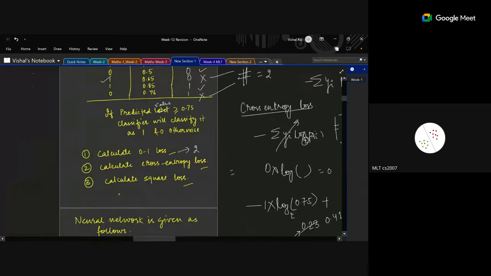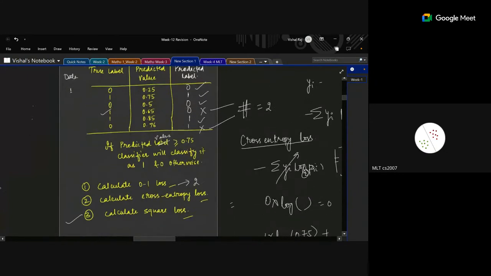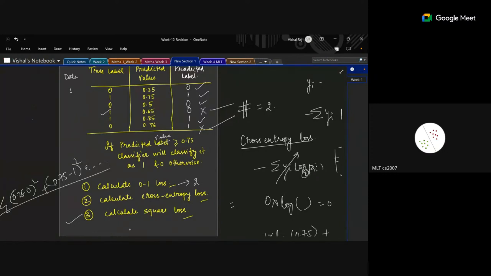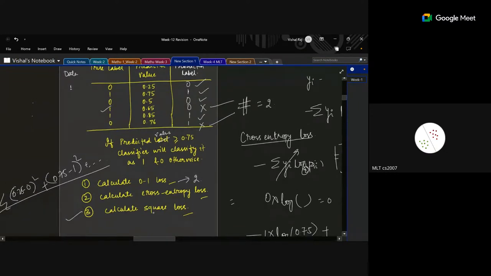So the third part you'll be able to solve, right? The third part is pretty simple. You just have to take the value which is given here, like 0.25 minus 0 squared, and then just add it for all the values. You'll be getting the square loss, right? Is there any problem in this?